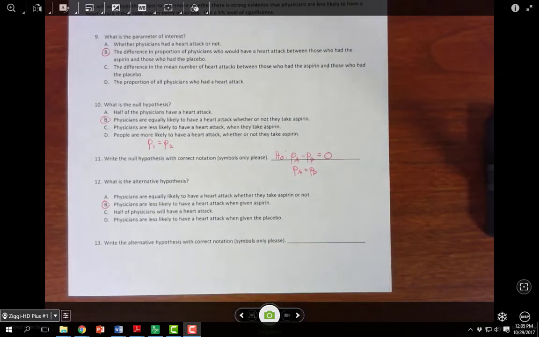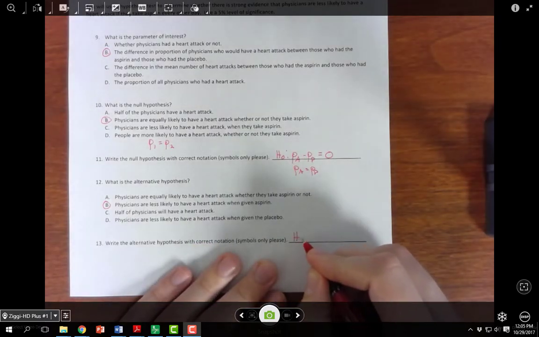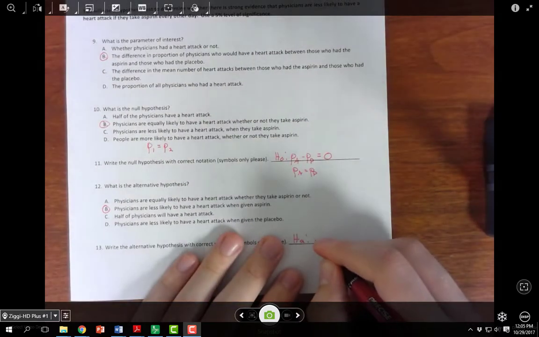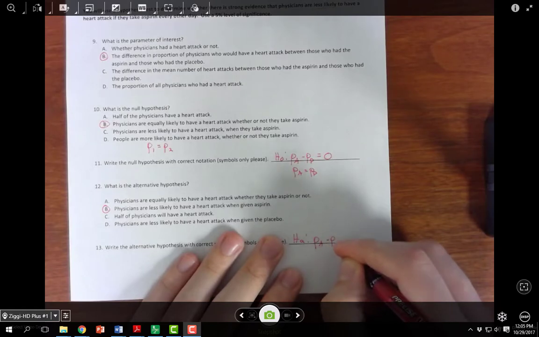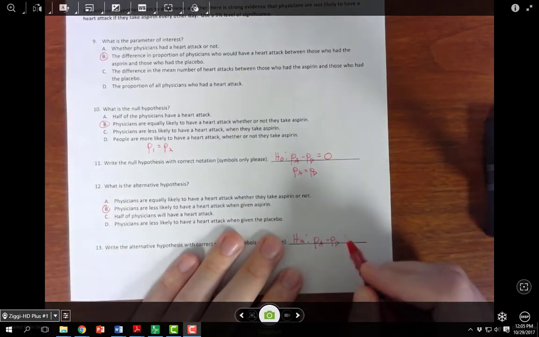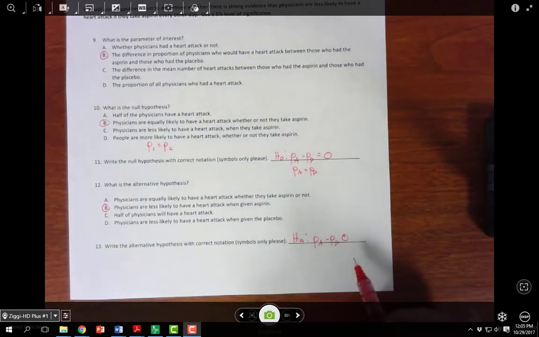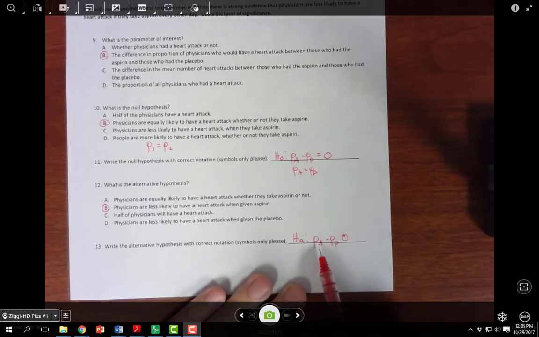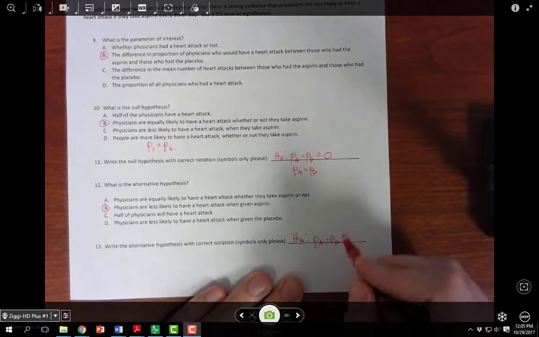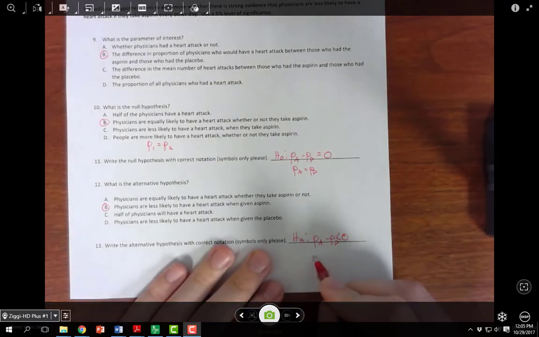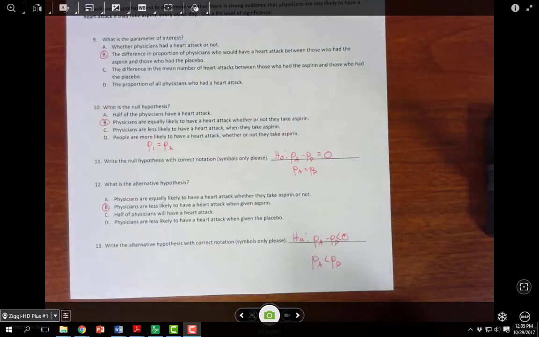And then 13 wants us to write the alternative hypothesis with the correct notation. So our alternative hypothesis, we always say it's going to disagree with the null in some way. So it's going to involve the same parameter, PA minus the proportion of the physicians who took the placebo. We're going to still use 0, and then we want to figure out if we want it to be less than, greater than, or not equal to. Well, if aspirin reduces the rate of heart attacks, this proportion is going to be lower. So we're going to have less than. And again, alternatively, we just have the proportion of those who took aspirin be less than the proportion of those who took the placebo. Either one would work.